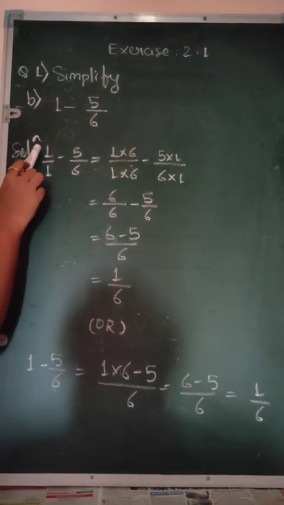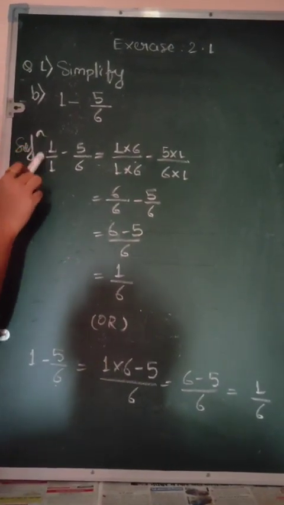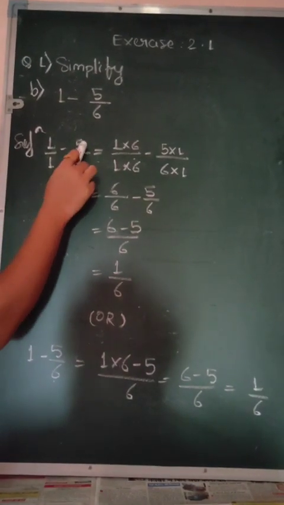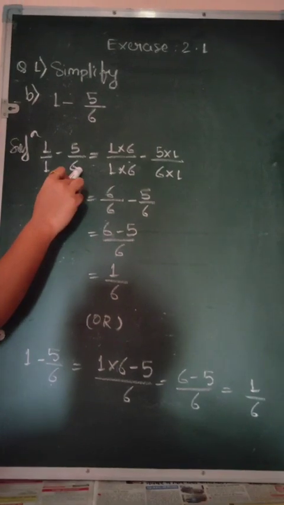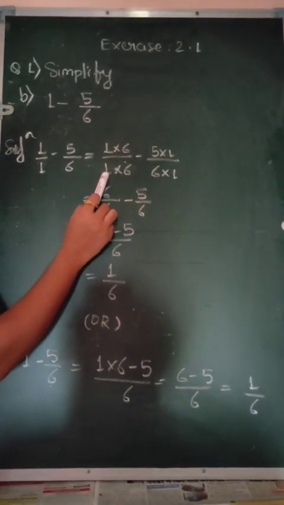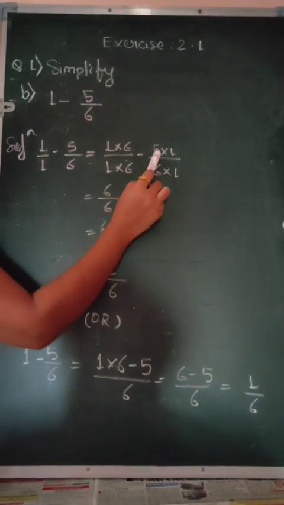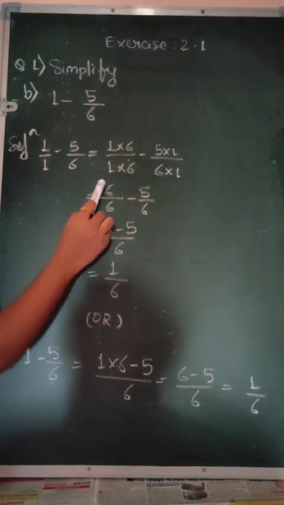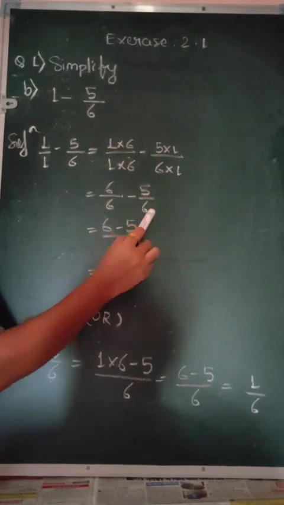Multiply this 6 with the 1 by 1, means both with numerator and denominator, and multiply this 1 with 5 by 6, both with numerator and denominator. So that equals 1 multiplied by 6 divided by 1 multiplied by 6 minus 5 multiplied by 1 divided by 6 multiplied by 1, which equals 6 by 6 minus 5 by 6.